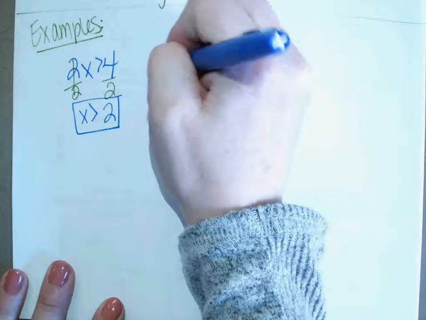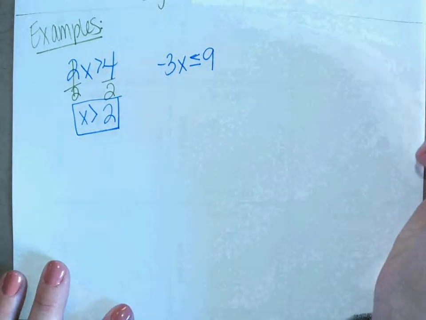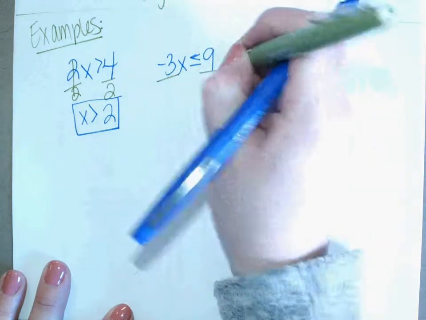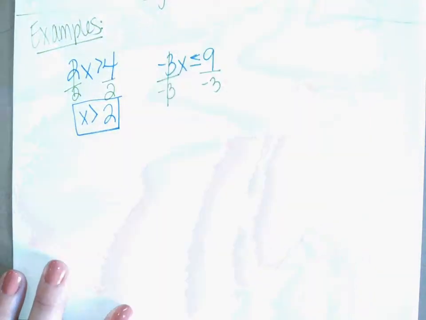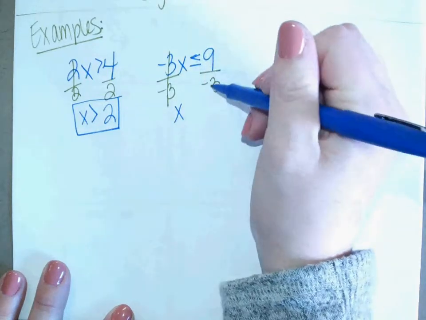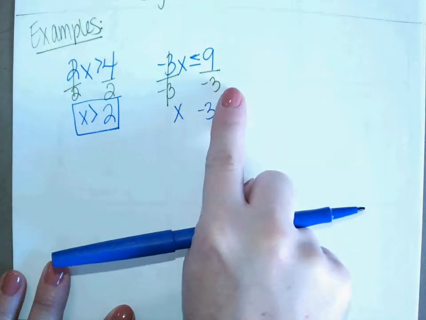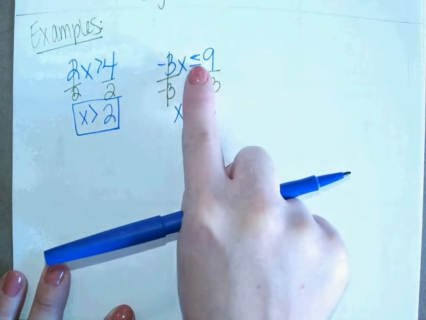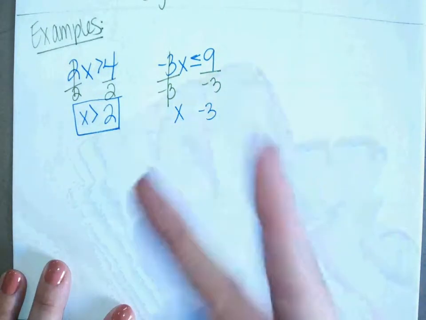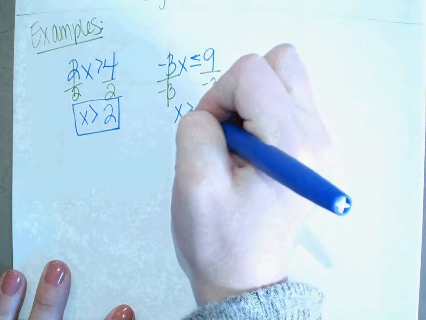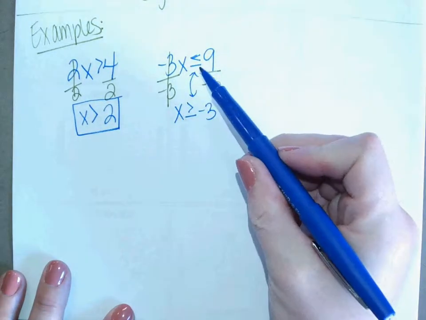Here, let's try this one. Negative 3x is less than or equal to 9. How do you solve for x? Divide by negative 3. Okay? 9 divided by negative 3 is negative 3. Did you multiply or divide by a negative? Yeah, you divided by a negative 3. So this less than or equal to sign changes to what's the opposite? Flip it. Greater than or equal to. You're just going to flip-flop this sign. It's less than, now it's greater than.